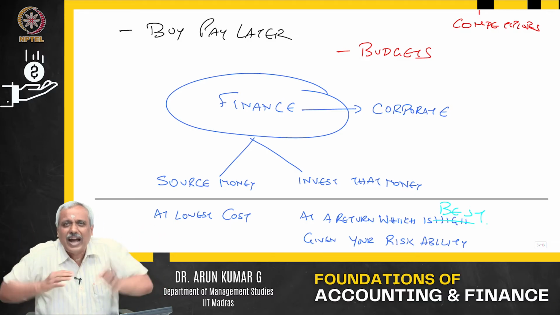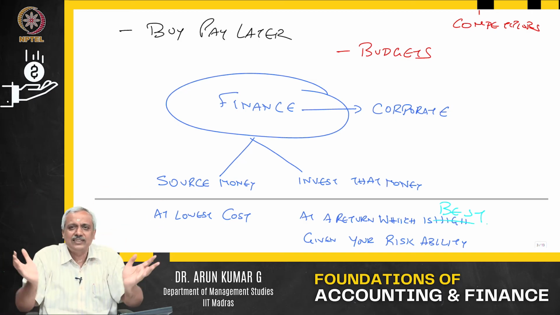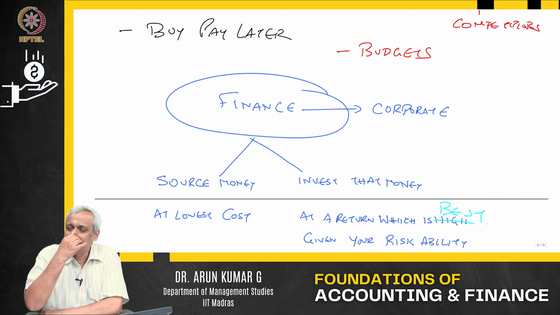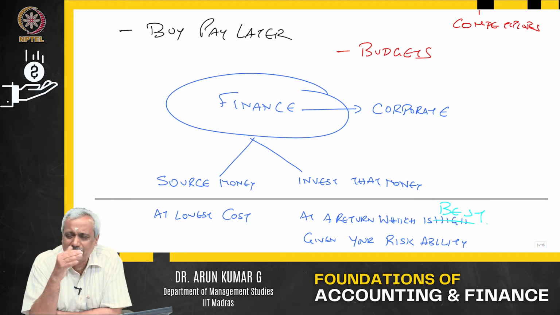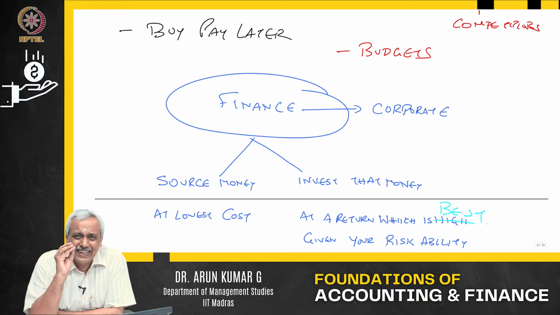So, what I will do? I will go back and borrow again, and I am getting into a vicious circle in the process. That is what we call ALM, asset liability mismanagement. Let us get to all that as we go. So, that is sourcing, investing. These are the two core aspects when we talk about corporate finance.